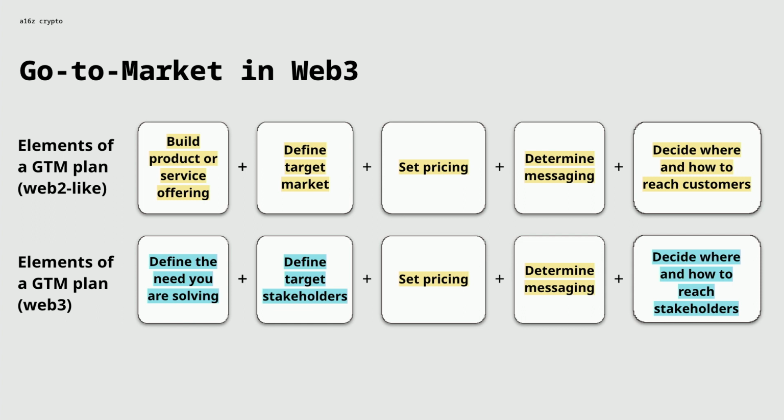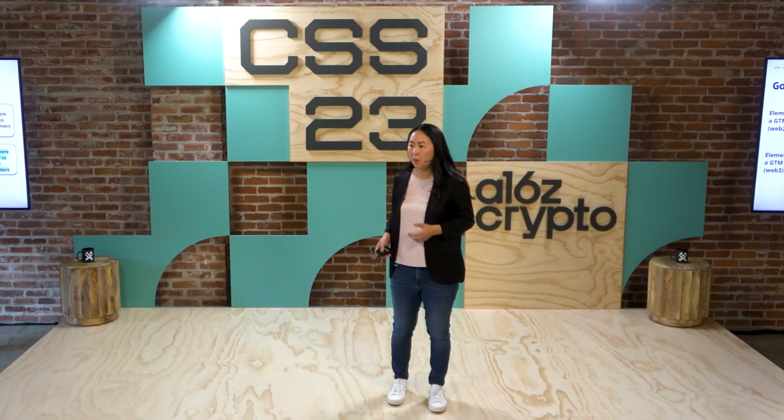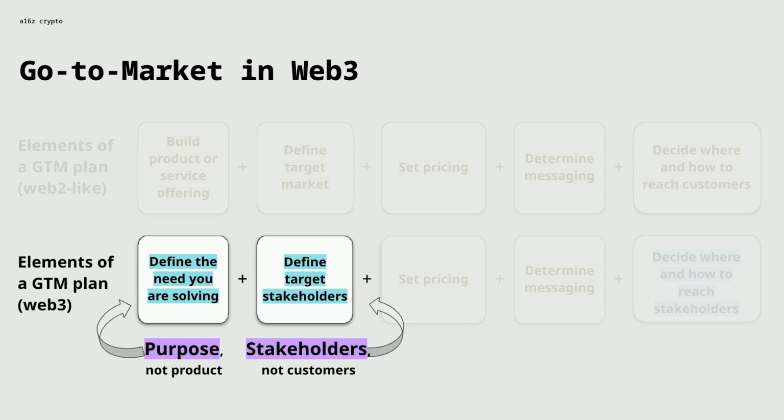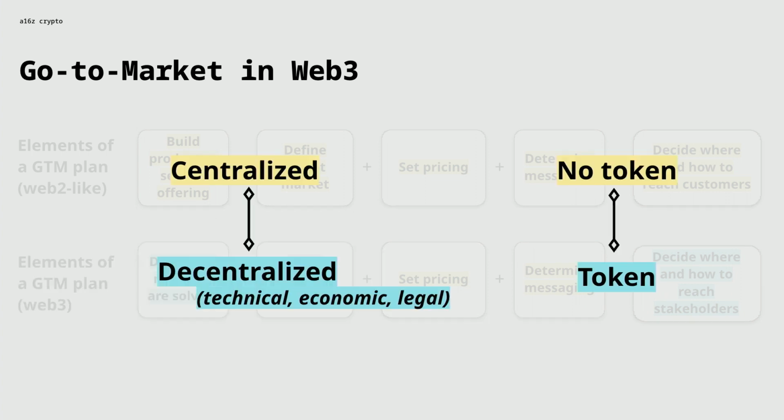And in these examples, rather than starting by building a product or service offering, they're actually starting by defining the need that they're solving. And rather than defining a target market to sell to, you're starting by defining your target stakeholders. So in these go-to-market plans, you're starting with purpose rather than product. The product can come later. And you're starting by thinking through your stakeholders rather than who you're selling to. And the stakeholders can include your community members, your users, the company itself, or your investors.